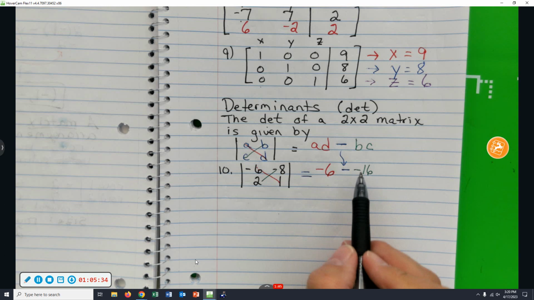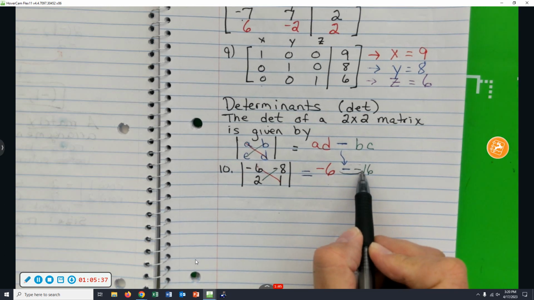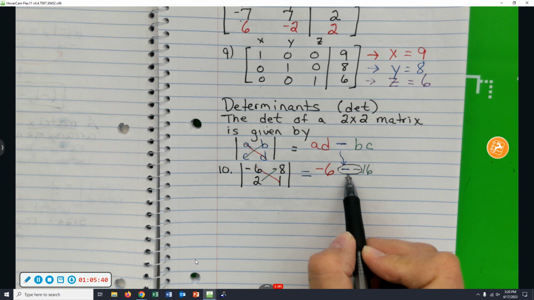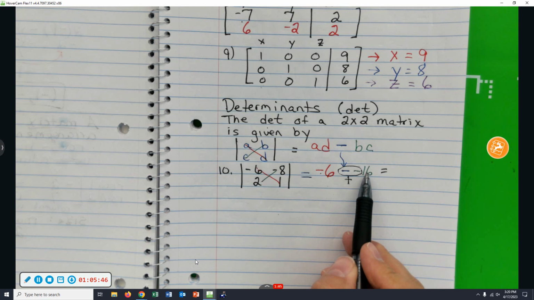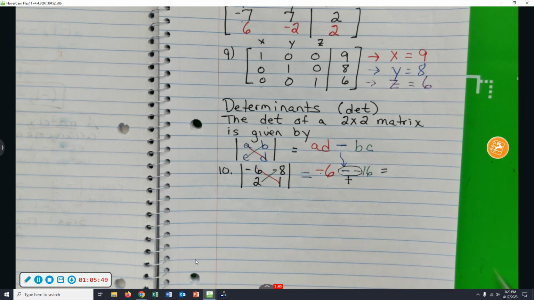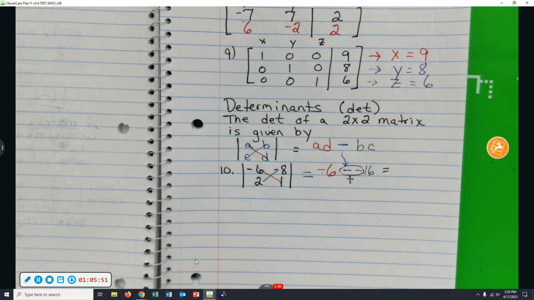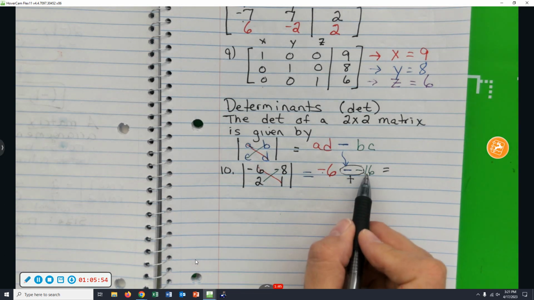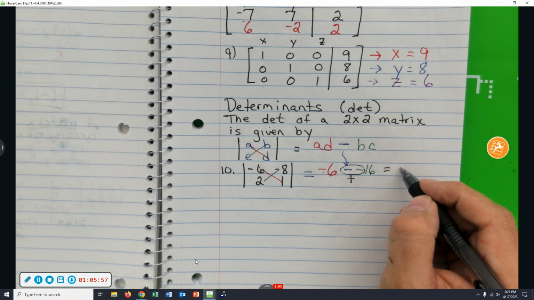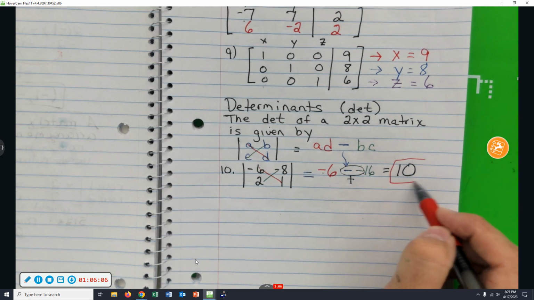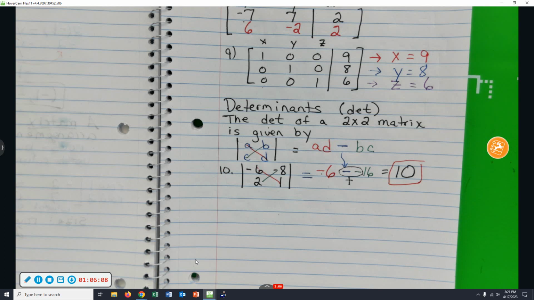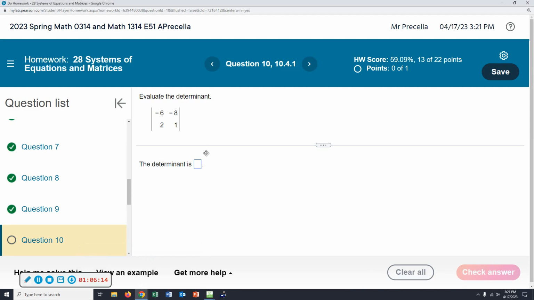So we have negative 6 plus 16. Would that be a 10? Negative 6 plus 16 is 10. You get it, Jennifer? 10. This is a way of assigning a numeric value to these square matrices. So 10.